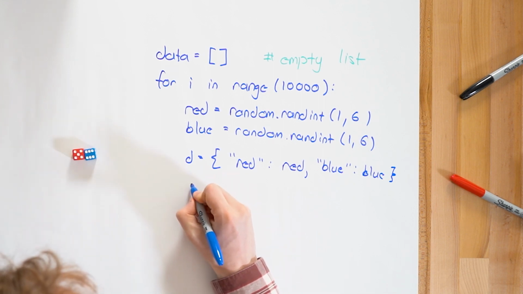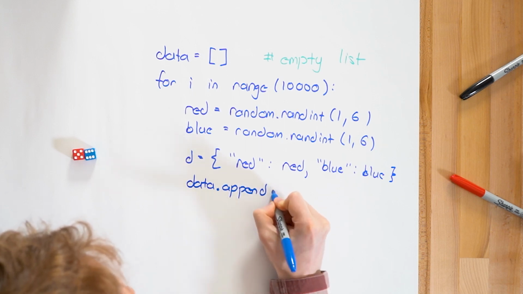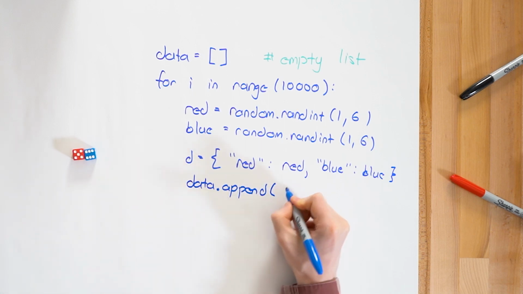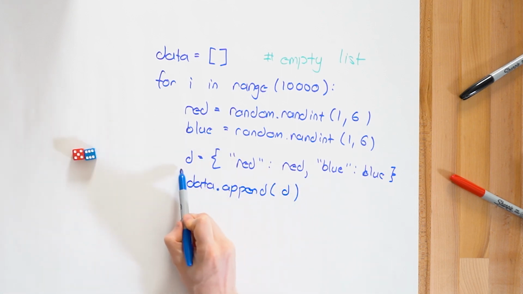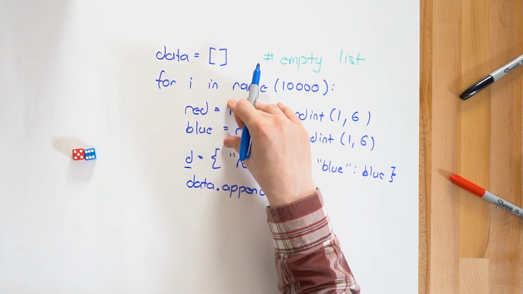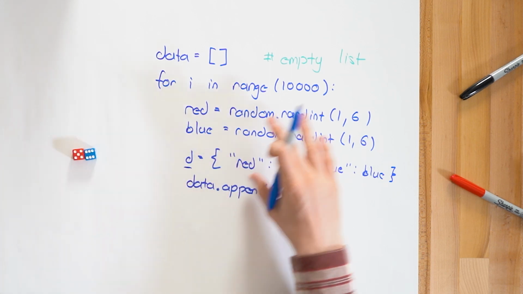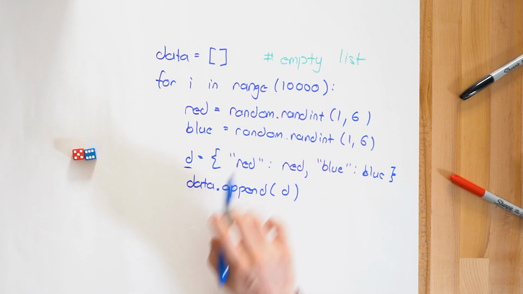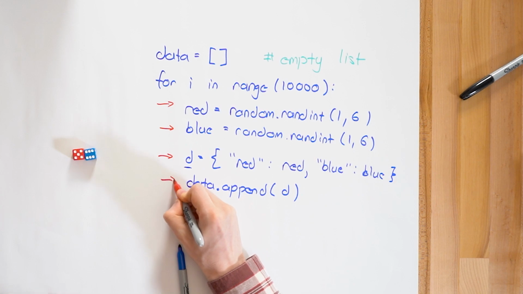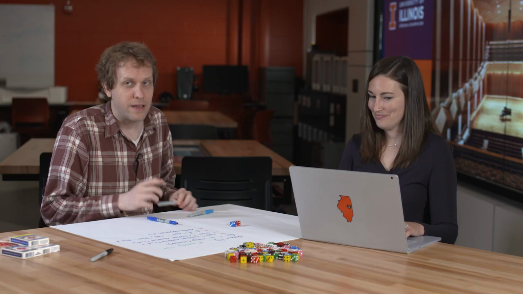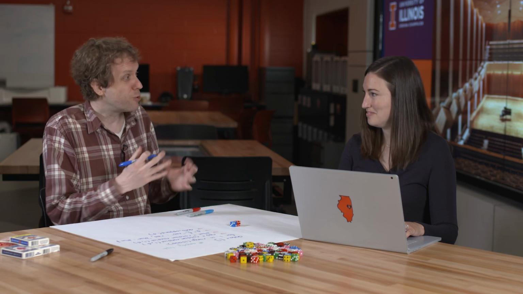And then the final thing we need to do is say data.append, and inside data.append, we're going to use parentheses and put this variable d. That's going to add all of our real-world simulation results into our big list data. And this is going to run a total of 10,000 times. All 4 of these lines are indented, because all 4 of these lines need to run 10,000 times. Now, the very last thing we need to do is take all of this data and put it into a data frame.